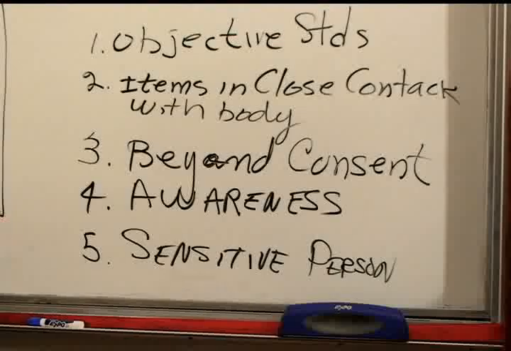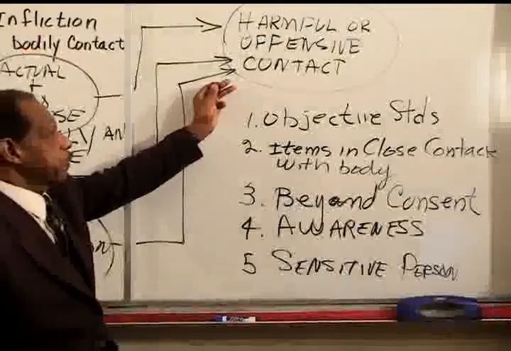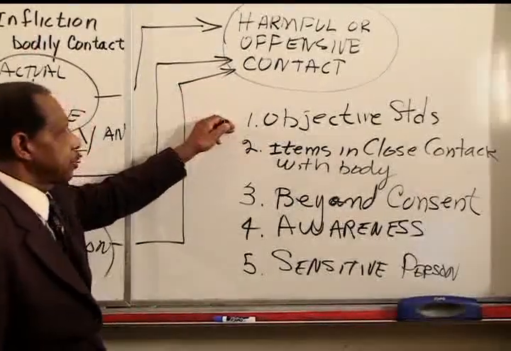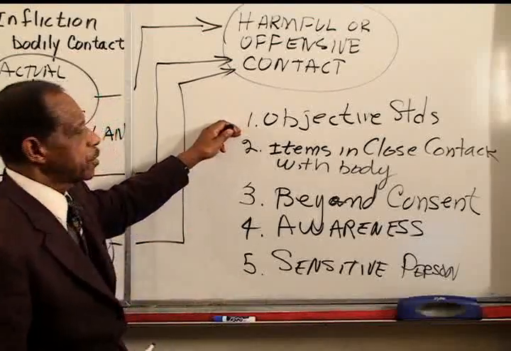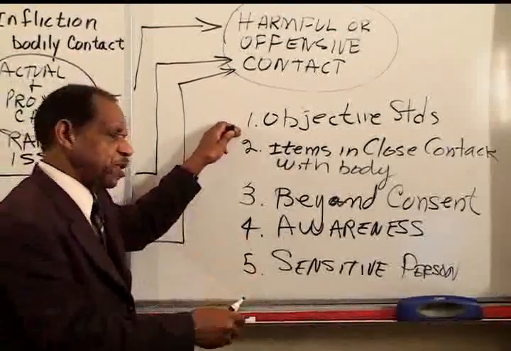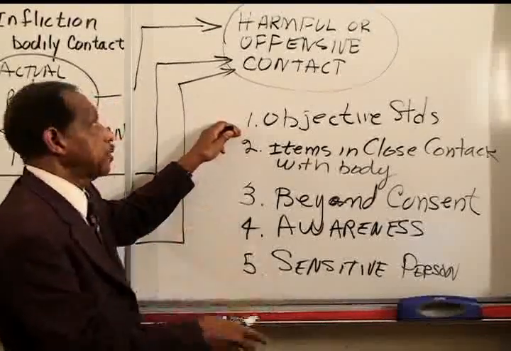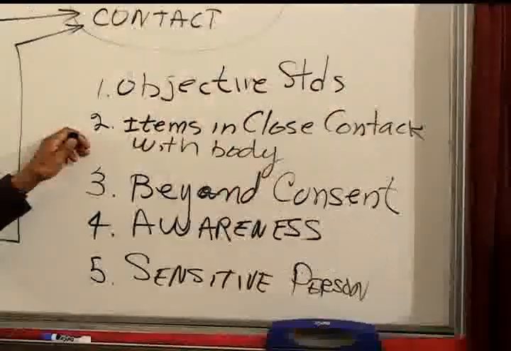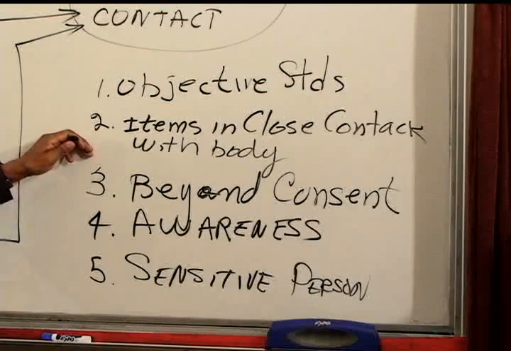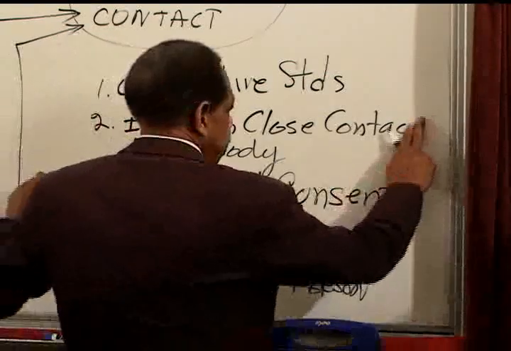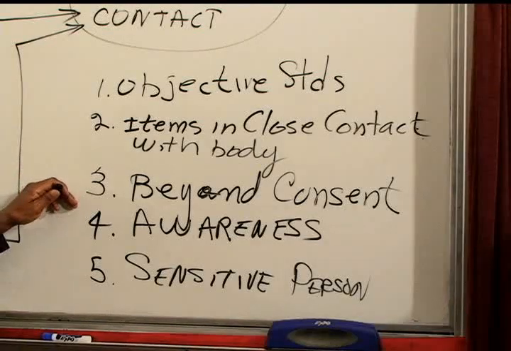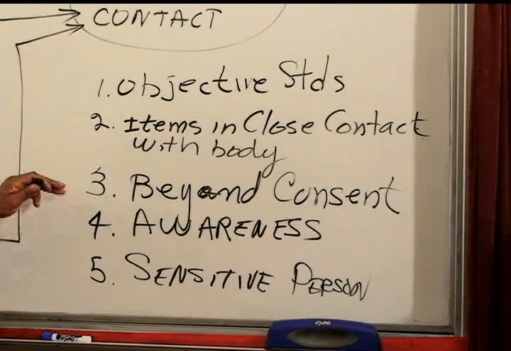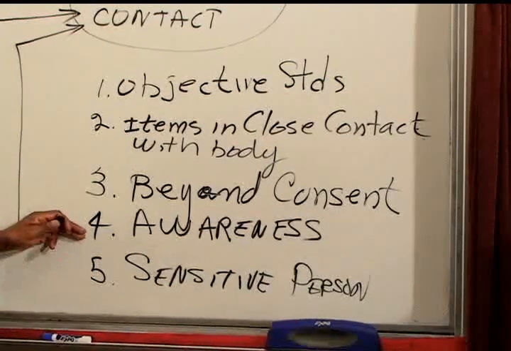Okay, so again, to summarize the problems we have with the harmful or offensive touching, first of all, objective standards are used. It is not a question whether this person was harmed or was offended. It's a question of would a reasonable person in that person's position have found this to be harmful or offensive. Items touching includes items in close contact with the body. When people have consented to a certain amount of contact, it's a contact beyond the consent that is the harmful or offensive. A person does not have to be aware at the time.